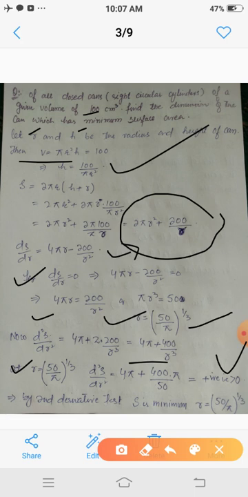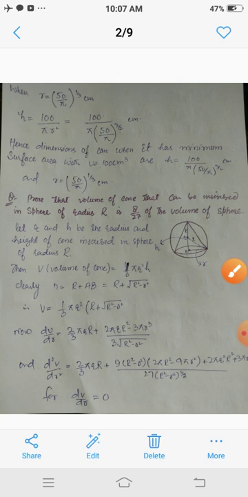Similarly, we will find its height, that is, substituting r equals (50 upon pi) whole raised to the power 1 by 3 in the given h, we get h. In this way we find the dimensions of this right circular can whose volume is 100 cubic centimeter and the surface area is minimum.